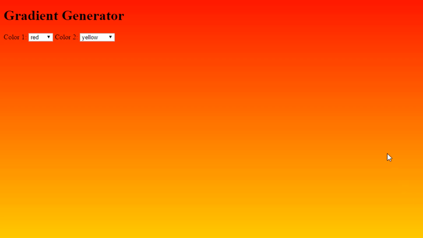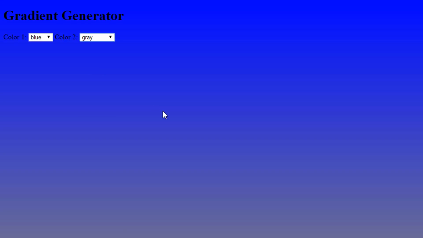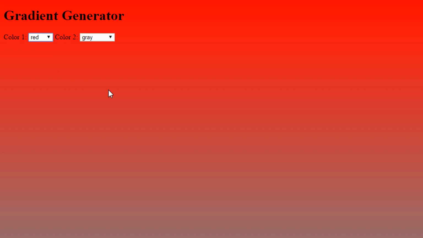In this tutorial, we will learn how to make a dynamic gradient for our web page. You could select different colors and the gradient background of your page will change right away. And we'll do it using Angular 1, HTML, and CSS.